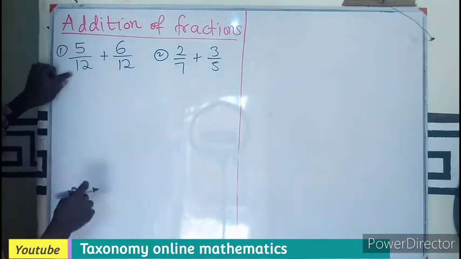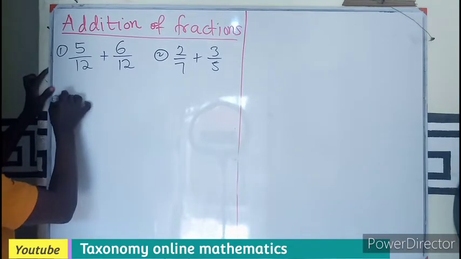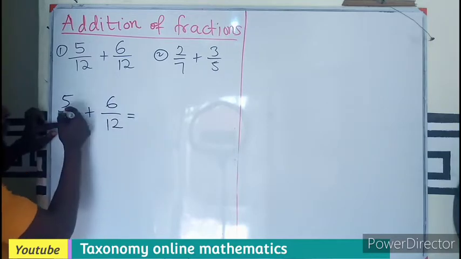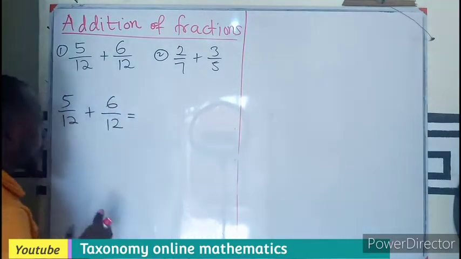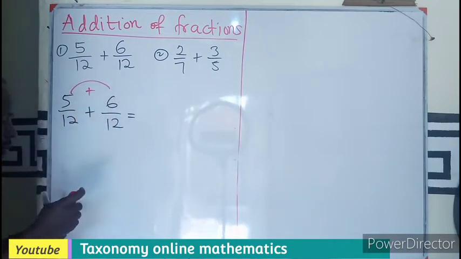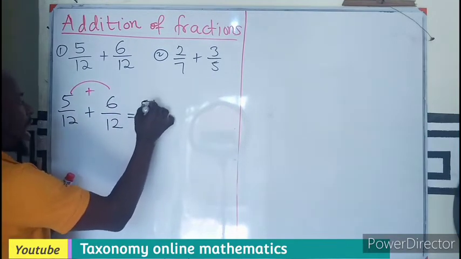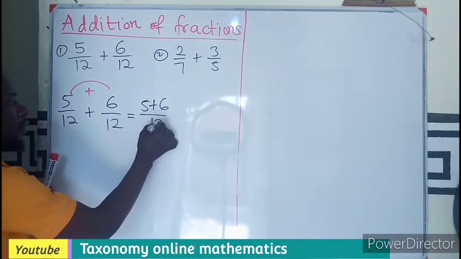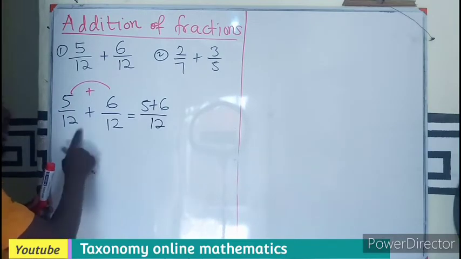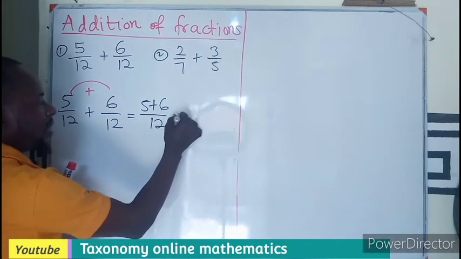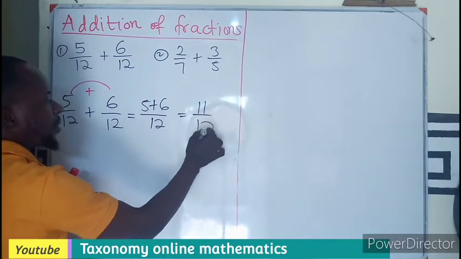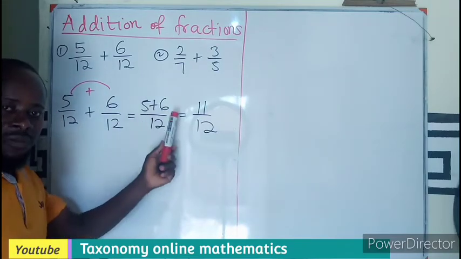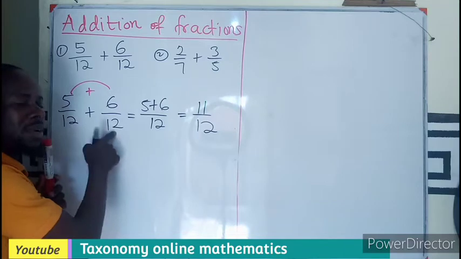So if you have like fractions, as in 5 over 12 plus 6 over 12, your answer is just going to be, you add the numerators. So I'm having 5 plus 6 over, just picking one of them, as what? 12. You just pick one of them because this is 12, this is 12. And that will give us 11 over 12 as your answer. So you can see it is easy adding fractions that have the same denominator.